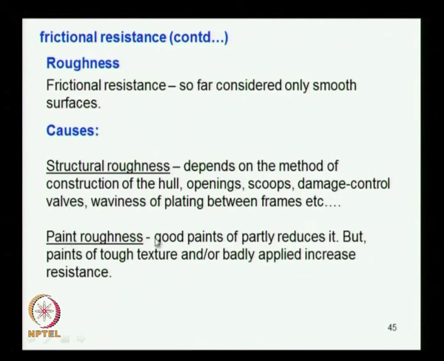Then paint roughness. A lot of paints are applied in different layers: primer, then anti-corrosive paints, anti-fouling paints. There are different layers of paints applied to the underwater portion of the vessel.